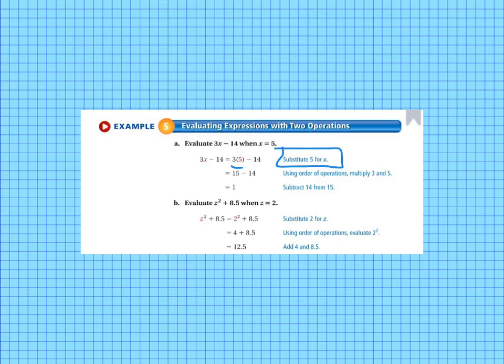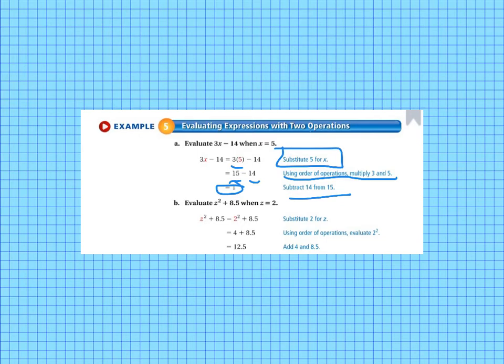So you need to remember that when a number is sitting next to a letter, it means multiply. So it's 3 times 5 minus 14, and 3 times 5 equals 15, and 15 minus 14 equals 1. So we used the order of operations. We multiplied 3 times 5, and then we subtracted. We're going to do this again.